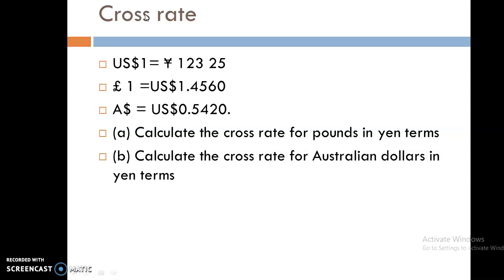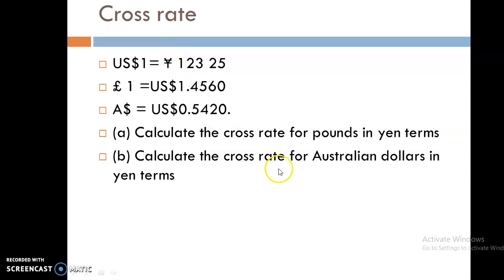So pound and yen, both currencies relation you want to calculate. And here pound is given in the second quotation and yen is given in the first quotation. So you are comparing these two pairs of currencies. Okay, so you want to calculate the value of 1 pound in terms of yen.